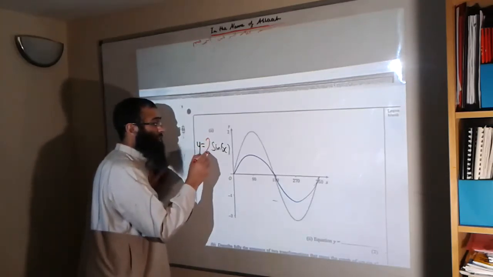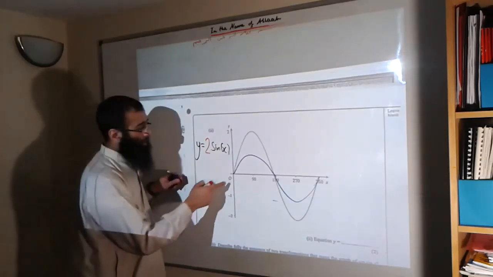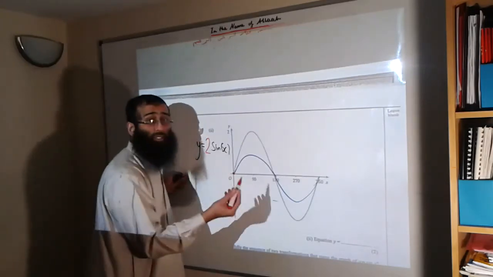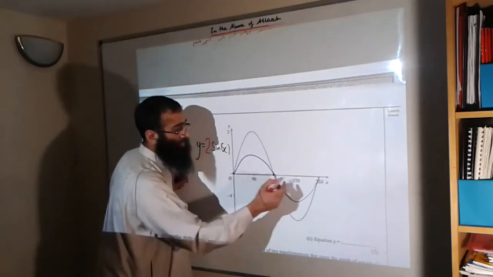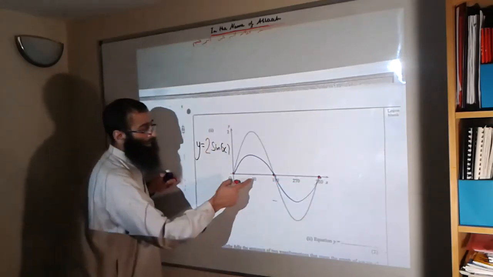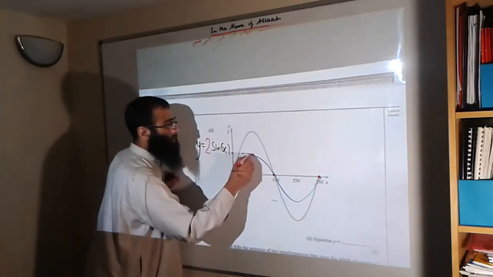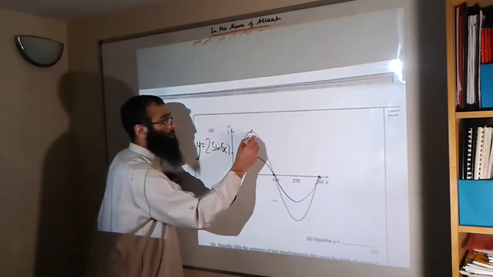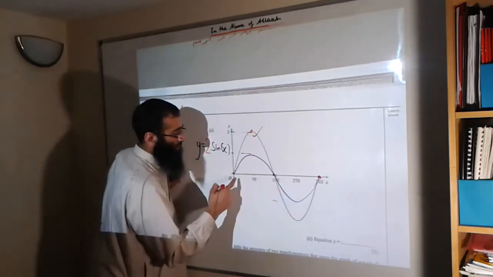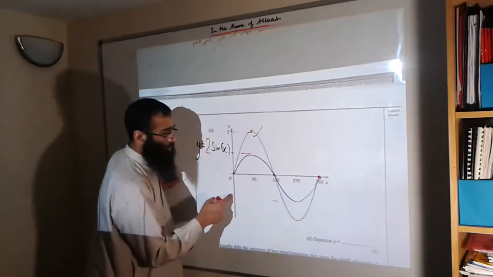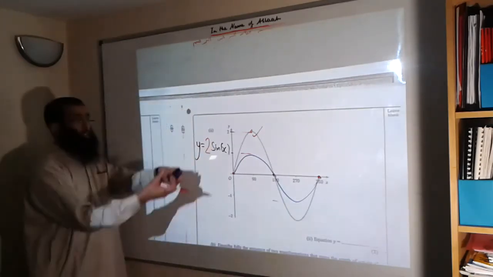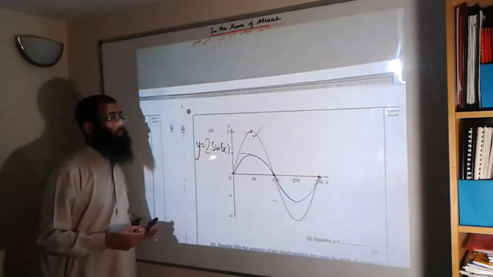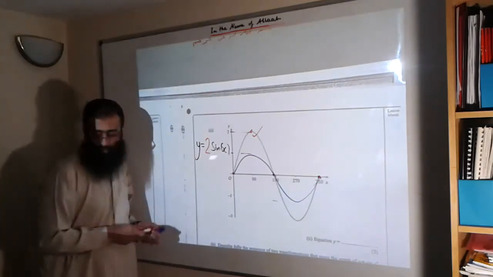So the 2 goes on the outside at the front as a multiplier. The 0 value is 0 times 2, which is still 0, so these points stay. Now 90 was normally a 1, and that got doubled to a 2. The sine of 270 was minus 1, but now that's been doubled from minus 1 to minus 2. So that's the multiply effect. We're stretching the graph along the y-axis, and that's what that is.